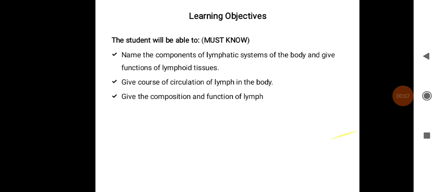Hello students, in this class we'll try to learn about lymphatic system and lymphatic circulation. The learning objectives of this class would be to name components of lymphatic system of the body and give functions of lymphoid tissues, give course of circulation of lymph in the body and give composition and function of lymph.